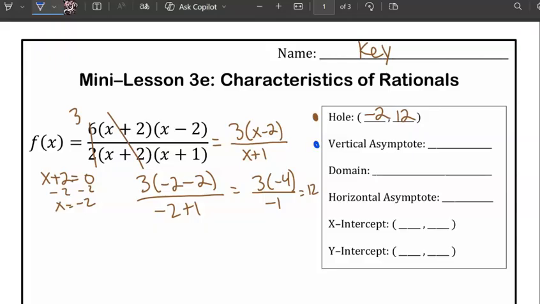For the vertical asymptote, we're going to take the simplified expression and set the denominator equal to 0. For the rest of the example, we're going to use this expression instead of the original. x equals -1. That's the vertical asymptote.